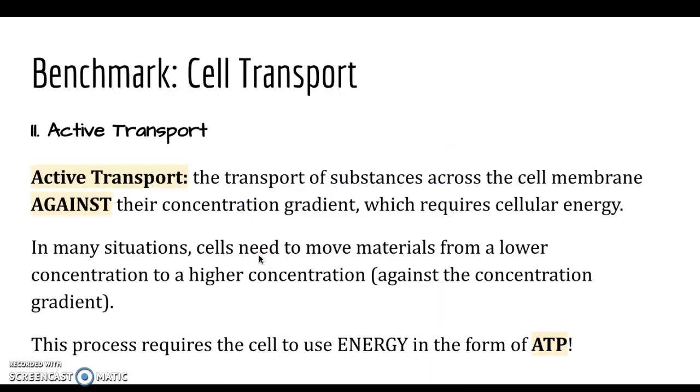Let's now talk about active transport. So active transport is the transport of substances across the cell membrane against their concentration gradient, which does require cellular energy. So in many situations, cells will need to be able to move materials from a low concentration to a high concentration. Going from low to high is going against the concentration gradient in a cell. And this requires energy in the form of ATP. Cells cannot do this regularly. This is not a natural process. This goes against the laws of physics. So we need to spend energy. We need to use ATP in order to move molecules against their concentration gradient.